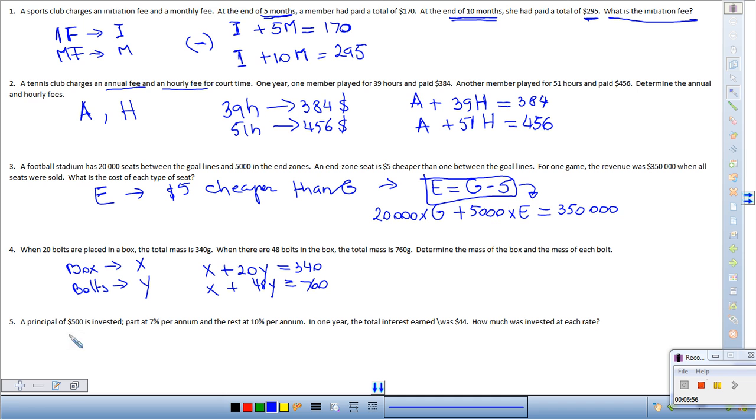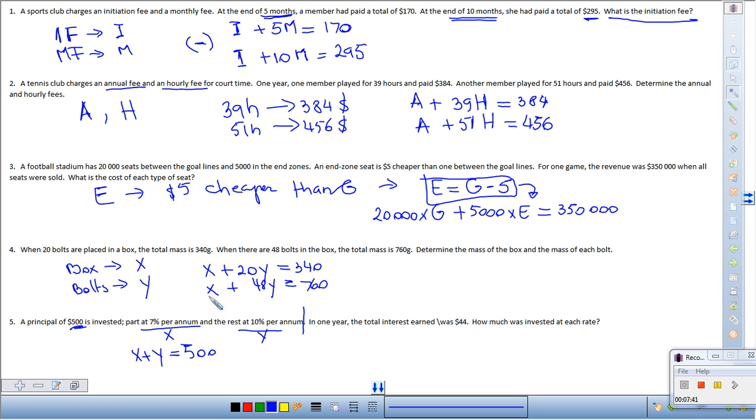Problem number 5. A principal of $500 is invested, part at 7% per annum and the rest at 10% per annum. Now let's stop right here. I already know that out of my principal amount, I have to split it in two parts that I don't know how much they represent. So if the 7% amount is my X and the 10% amount is my Y, if I add the two, I get my principal amount of $500. Now, in 1 year, the total interest earned was $44.